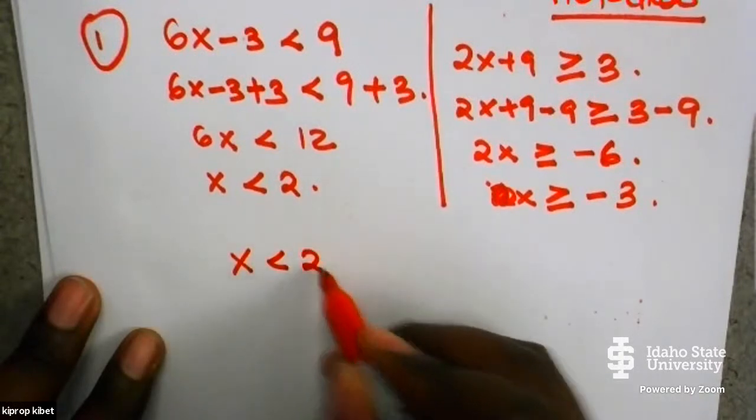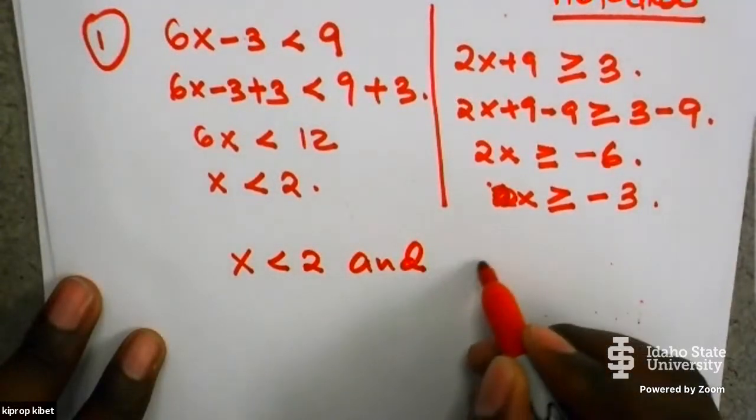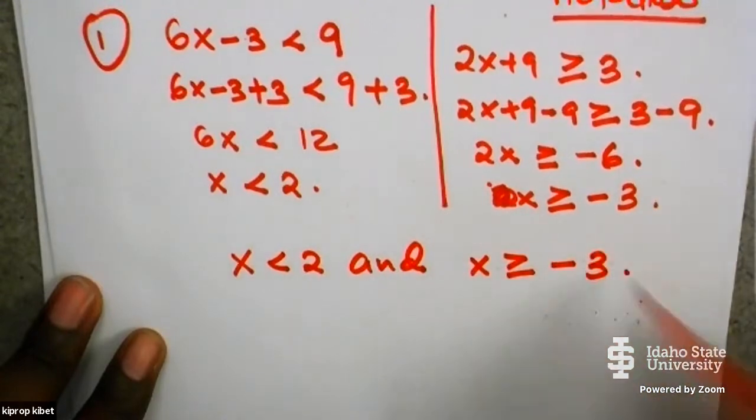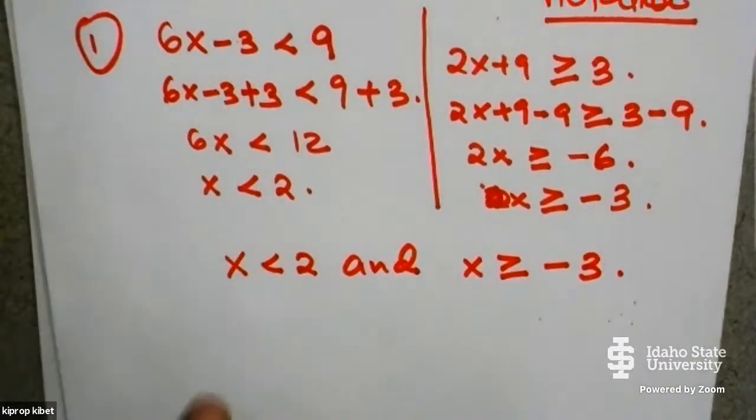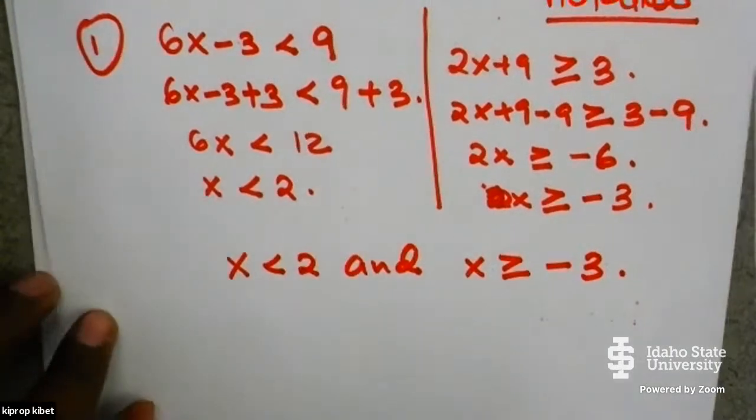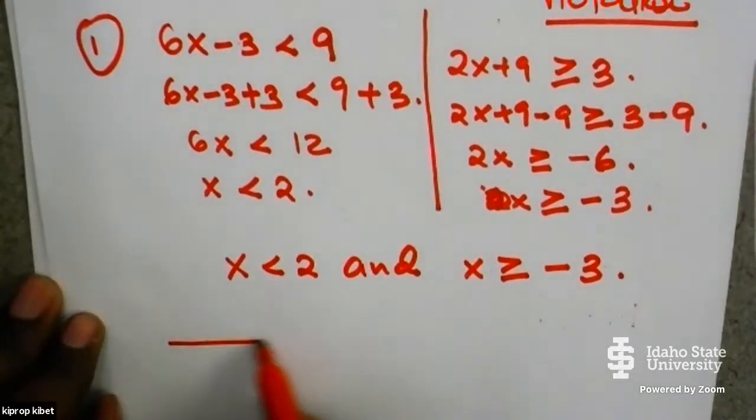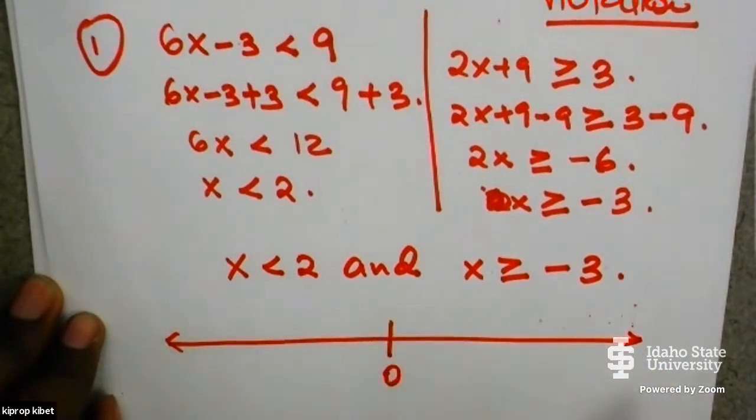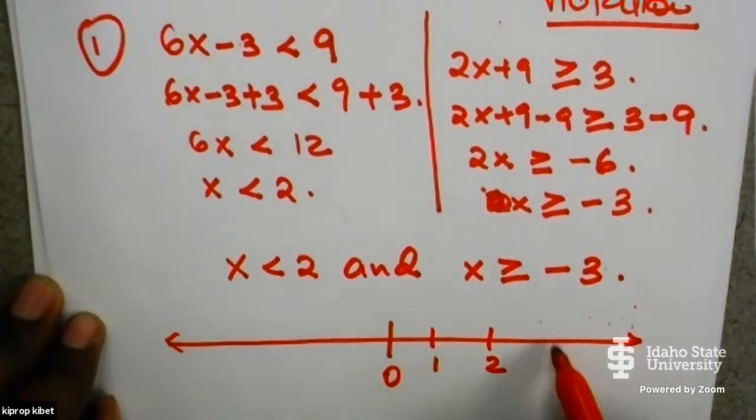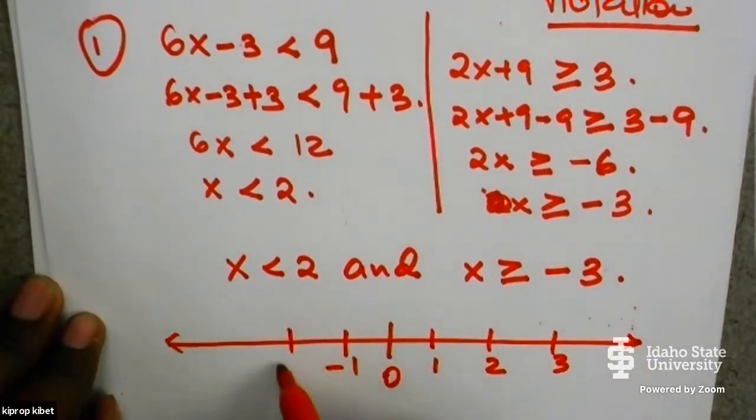So we now have these values: x less than 2 and x greater or equals to minus 3. Now you graph these solutions. Let's start from the first one. So how are we graphing this? You draw a line, the Cartesian plane. So this is 0, then 1, 2, 3, and minus 1, minus 2, minus 3.